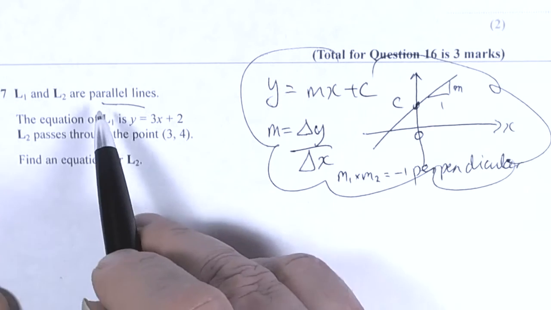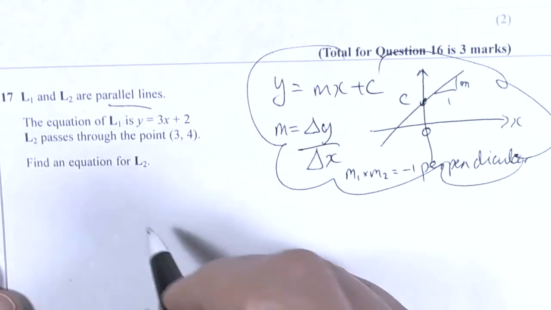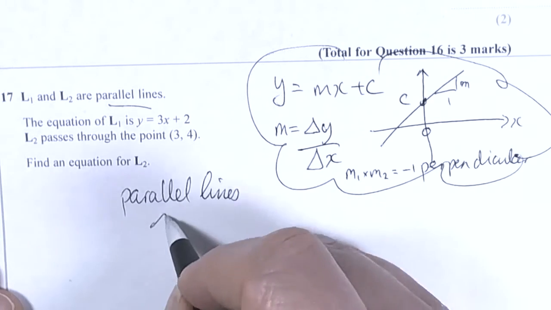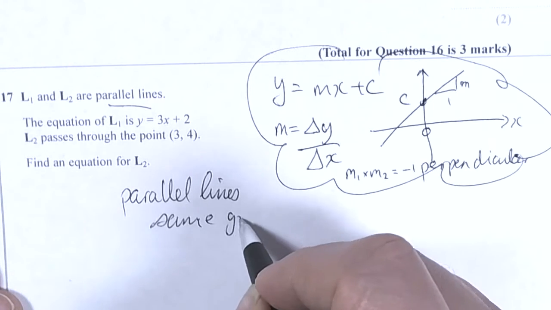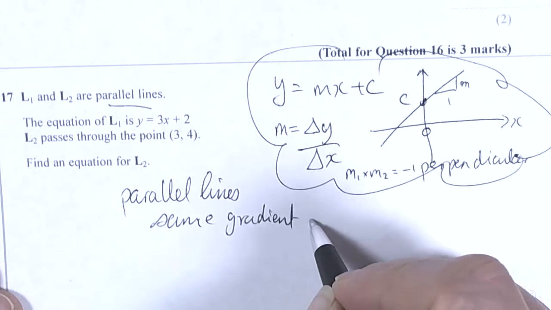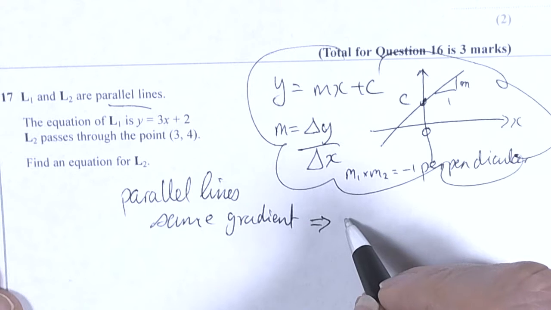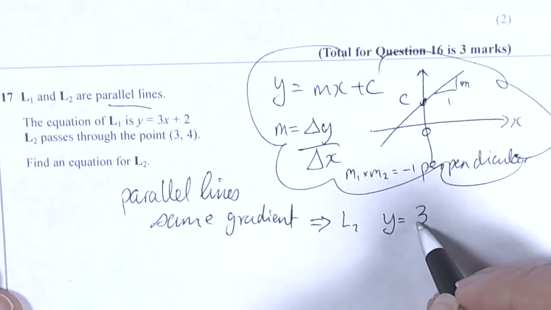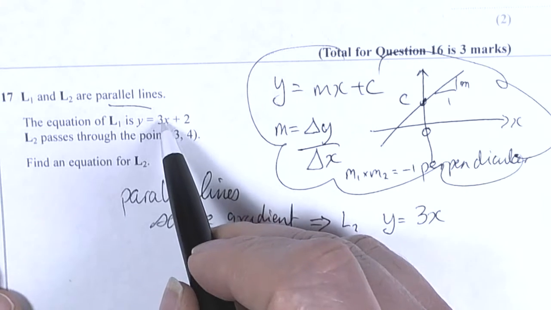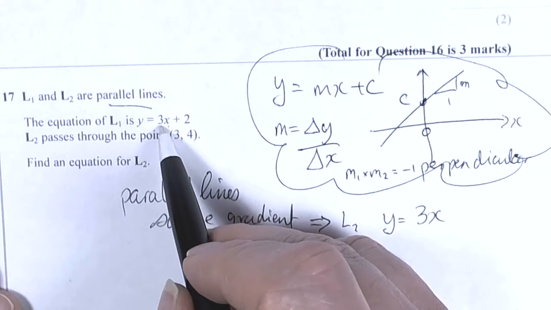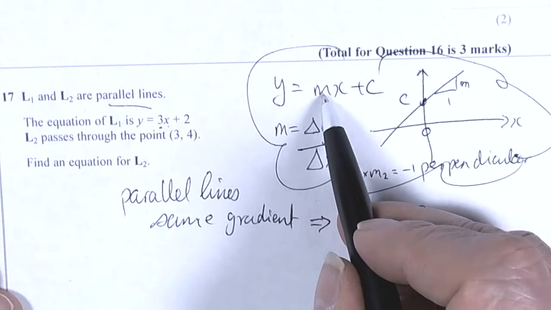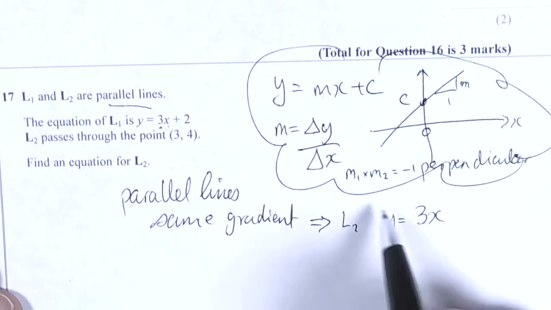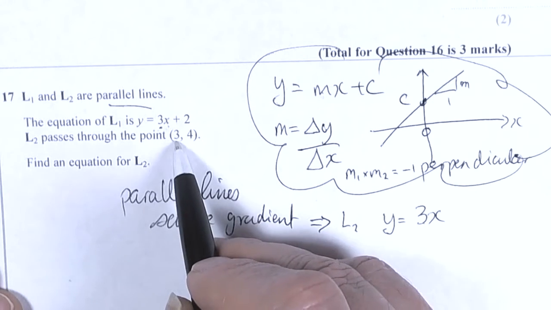What we've got to realise is parallel lines means the gradient is the same. So parallel lines, same gradient. That's a key thing. So because of that, it tells me that for L2, y is equal to the same gradient as before. So the gradient was 3x, the gradient was 3. It's the number in front of x, the coefficient in front of x. So the gradient was 3, and it's parallel but passes through the point 3, 4.